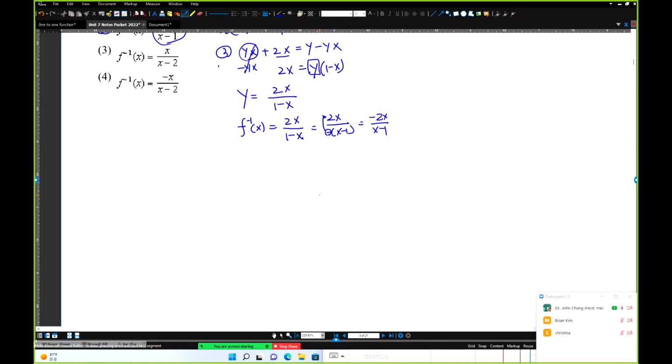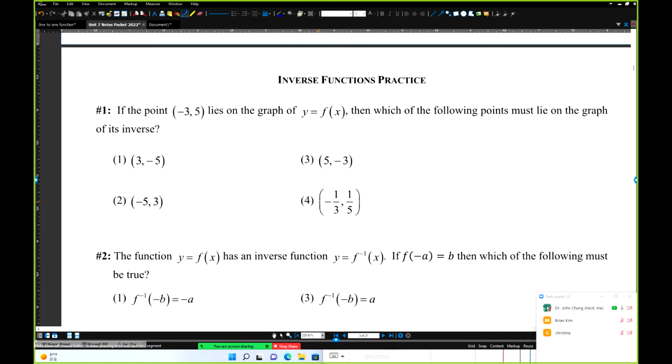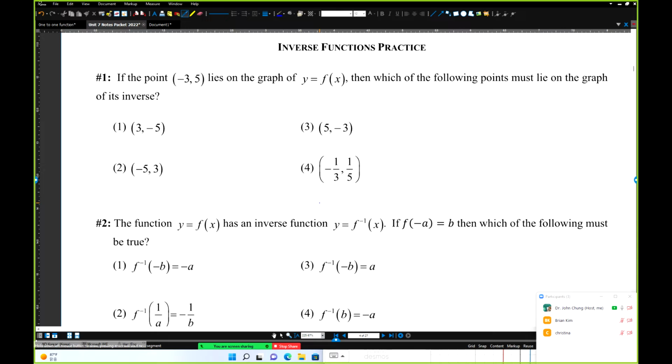Move on to the next questions. Number 1 of the inverse function practice. We have a graph with the point negative 3, 5 on it. Because f of x is not fully defined, just this point is given. Maybe you can make a line through it. This is y equals f of x, the original graph. Which point must be on its inverse?